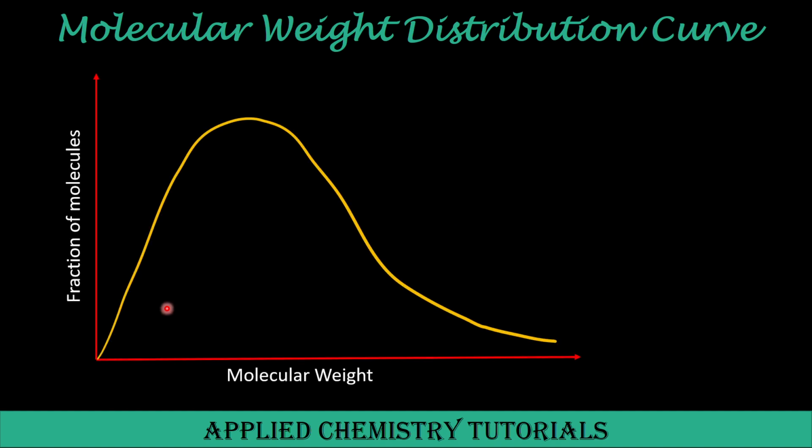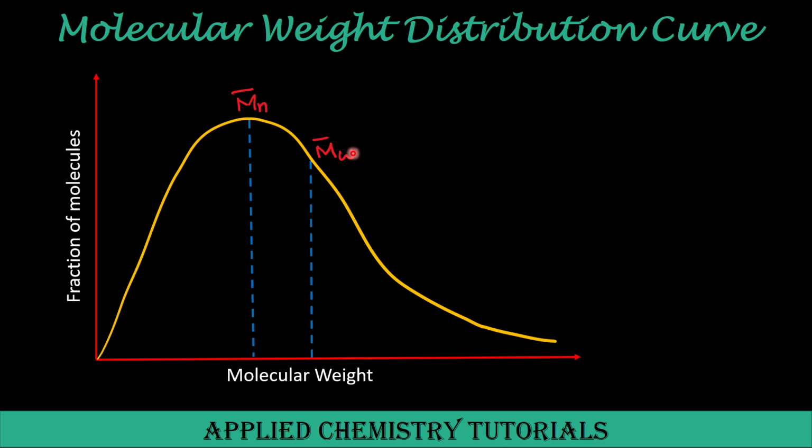Now let's see the molecular weight distribution curve. The molecular weight distribution curve is a Gaussian curve. The x-axis shows the molecular weight and the y-axis shows the fraction of molecules. Now the most frequently obtained molecular weight is termed as number average molecular weight. It shows the mode of the Gaussian peak. If you want to know more about mean, median, mode, you can check out our video. The link is given here.